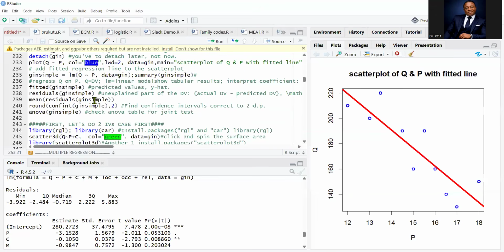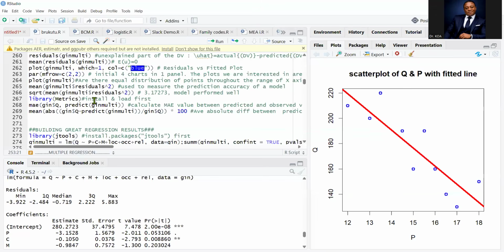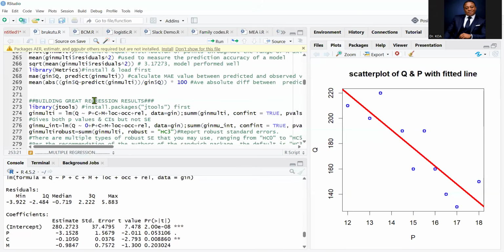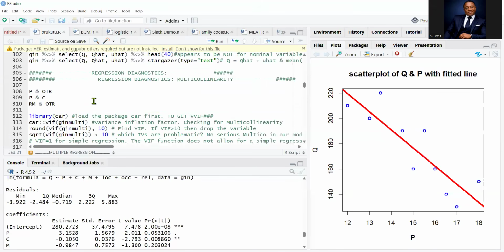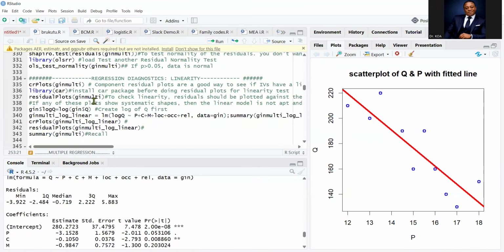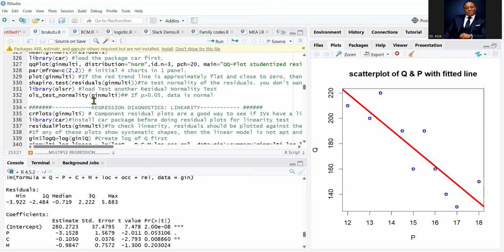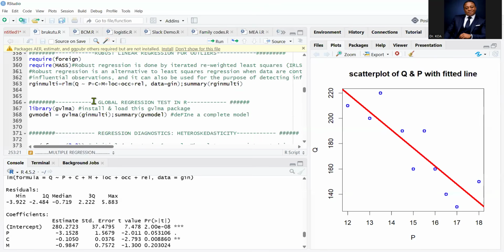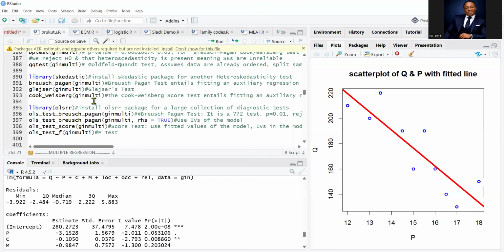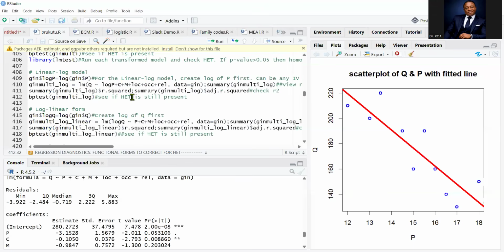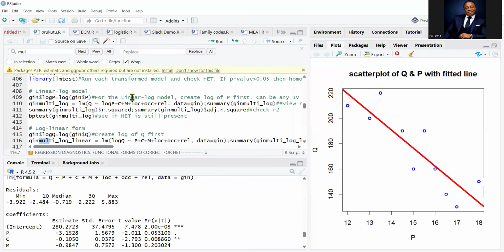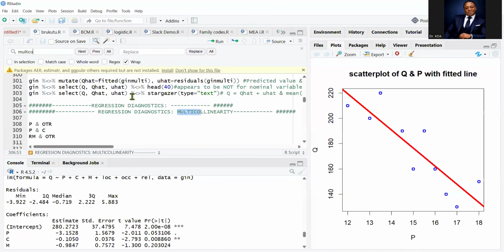Where is this? Collinearity. Oh, no. Okay, let me just search for it quickly. Okay.